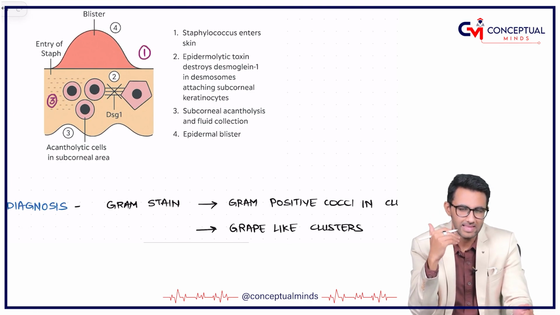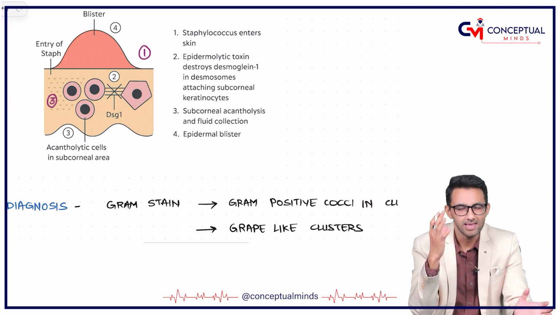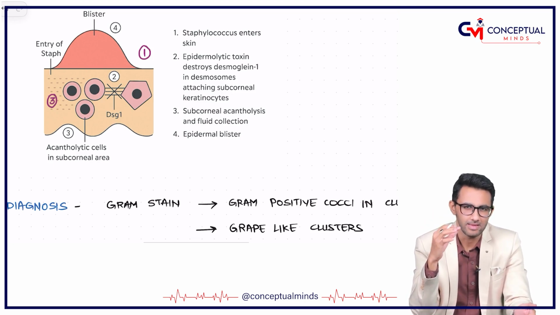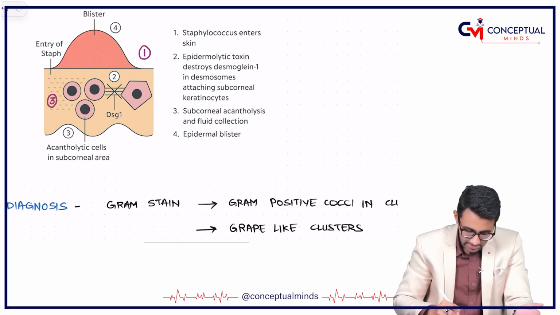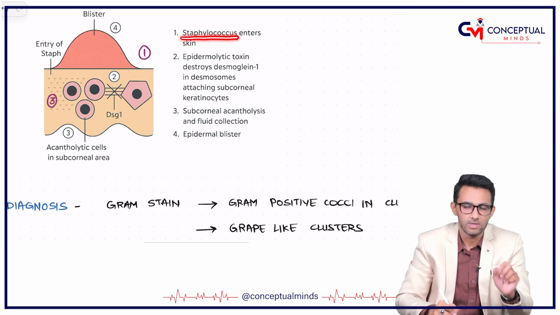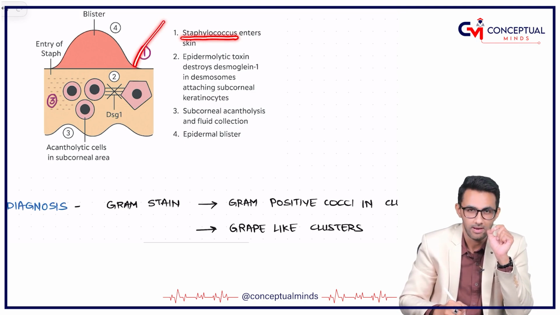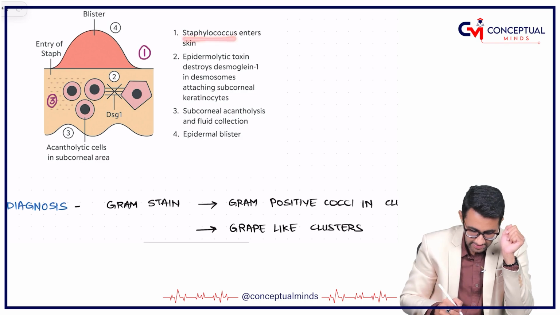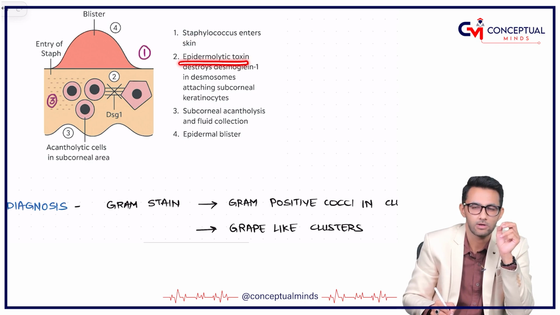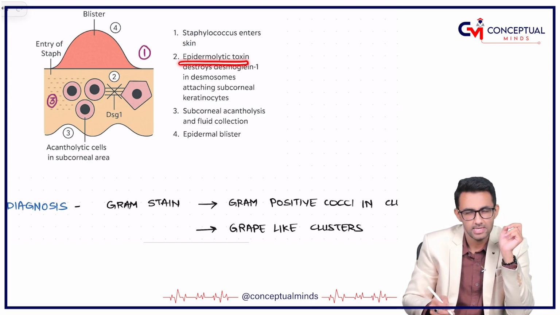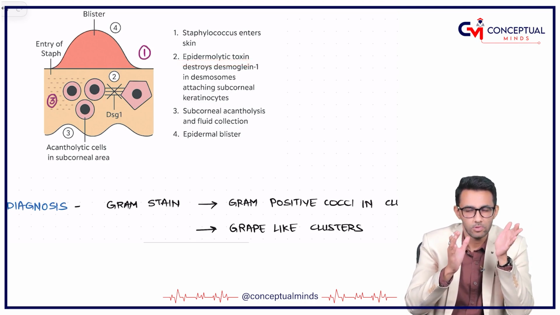And why is there oozing of this golden colored, honey colored crust? Why is all this mayhem happening? It is because of the staphylococcus, which enters the skin. This is point one. This is the one causing the insult to the skin. It enters the skin and makes a toxin, the epidermolytic toxin. This is made by the bacteria, and it goes and damages desmosome 1.